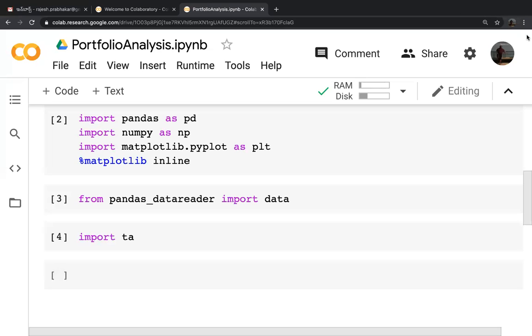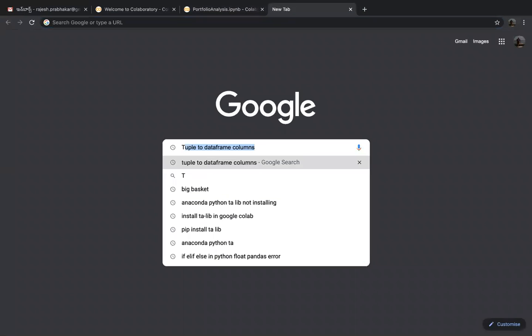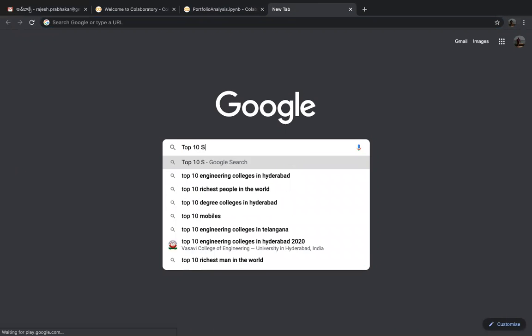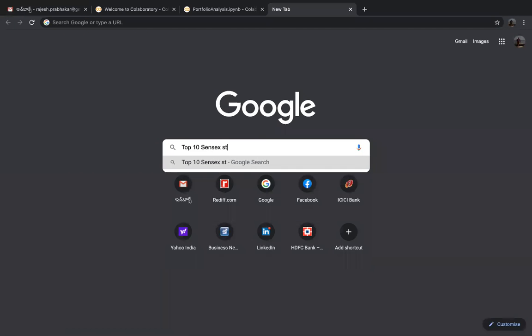So basically, let us import multiple stocks. Today we will import multiple stocks in one go, and then we will also see how to analyze those stocks. Now let us go with the top 10 stocks. Let us play with simple things. Right now, the top 10 Sensex stocks.